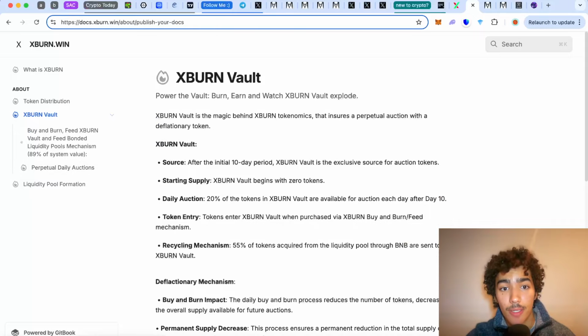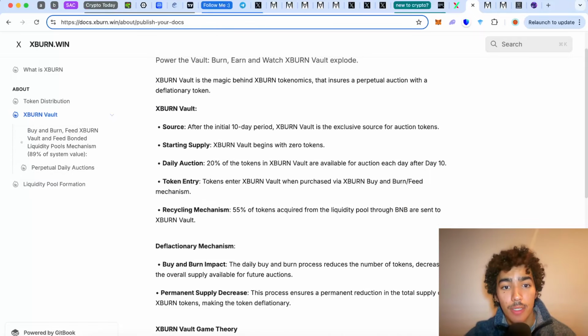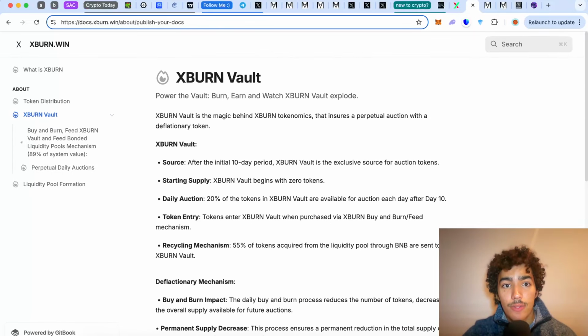Lovely, jovely. So what we're going to do, I'm not really going to go into the XBURN vault. I'm going to leave that to be your homework, because remember, this is not financial advice. This is a showcase of a project that I believe in. I don't have a crystal ball. Okay, I'm not going to say you're going to 100% make money in this, guys. You need to understand, this is entertainment. This is educational. This is not financial. You have to do your own research.